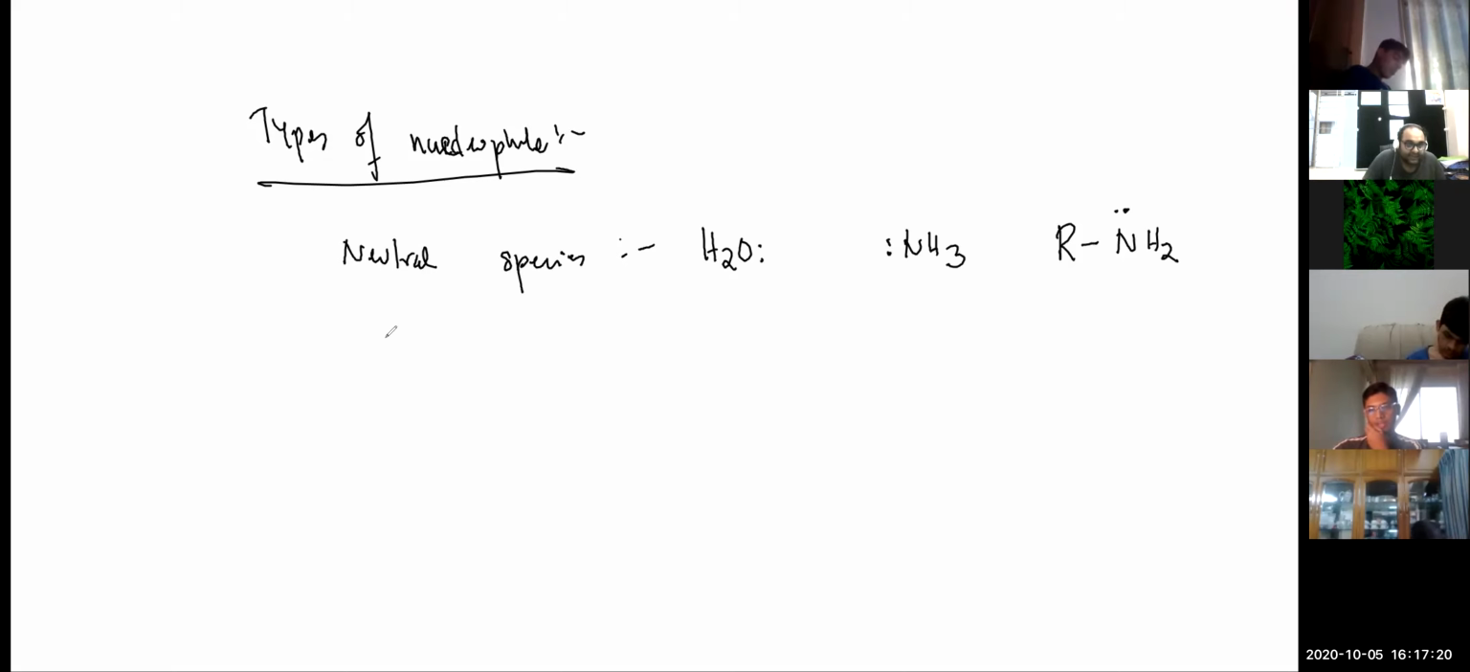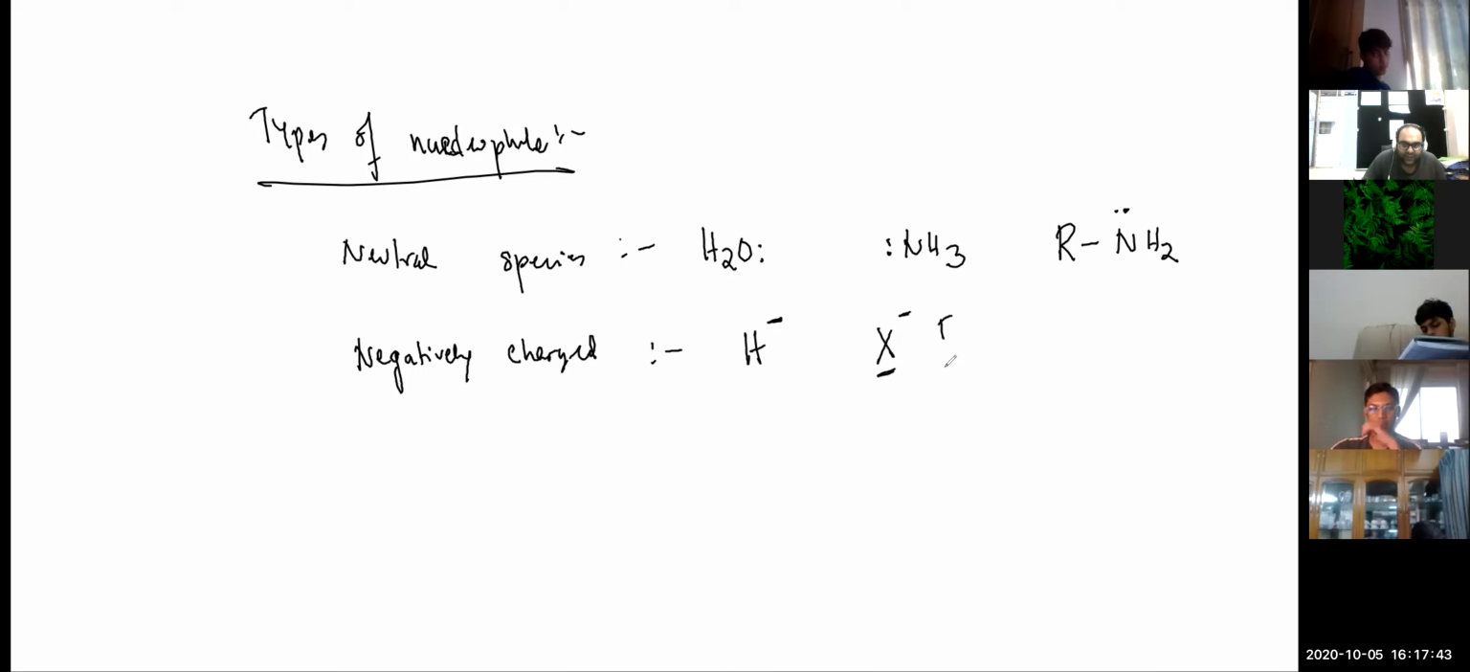And the dots represent electrons. Then negatively charged nucleophiles, which can donate a pair of electrons. So it's H minus. H plus is an electrophile, H minus is a nucleophile. Therefore X minus, which could be fluorine, chlorine, bromine, iodine, and it could also be the hydroxide ion.